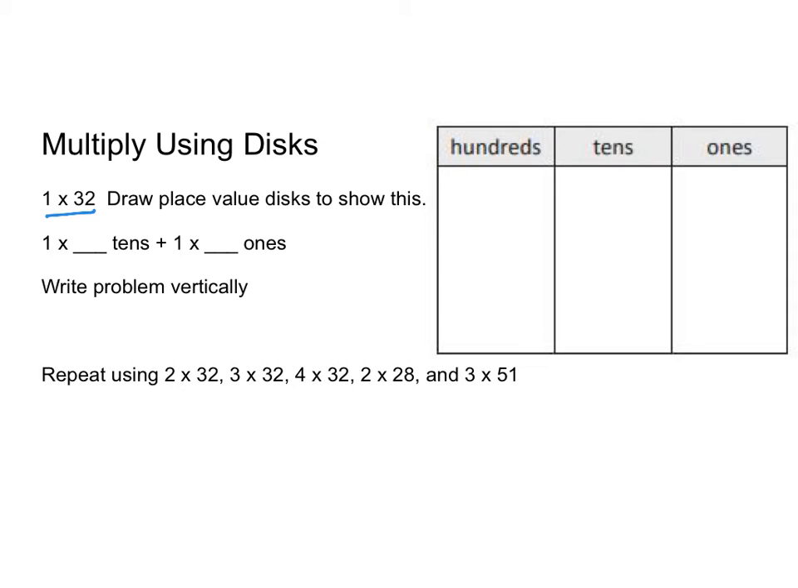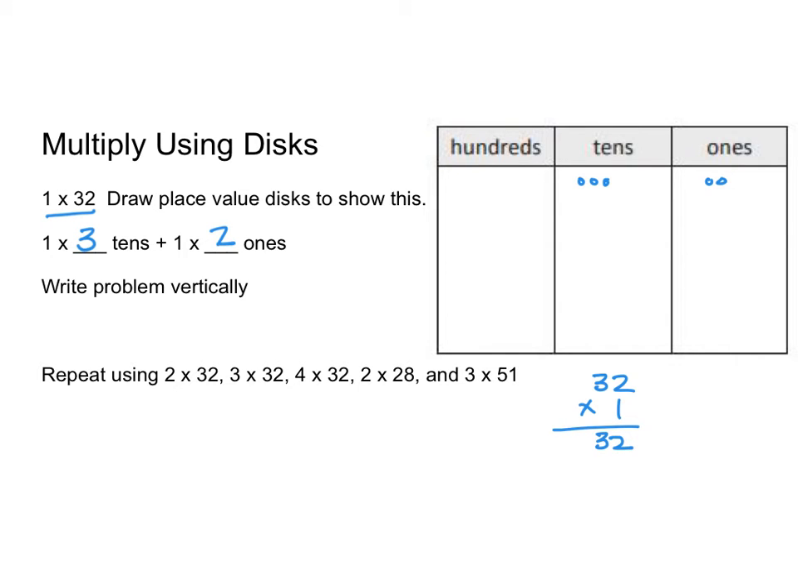So 32 has 3 tens, and it also has 2 ones. And we're only doing it 1 time, so there we have it. So 1 times how many tens? Well, 3 tens, plus 1 time how many ones, I'm sorry, and we've got 2 ones. So if we were to write that problem vertically, like they ask us to, we would just write 32 times 1. And then our answer there would be 32.